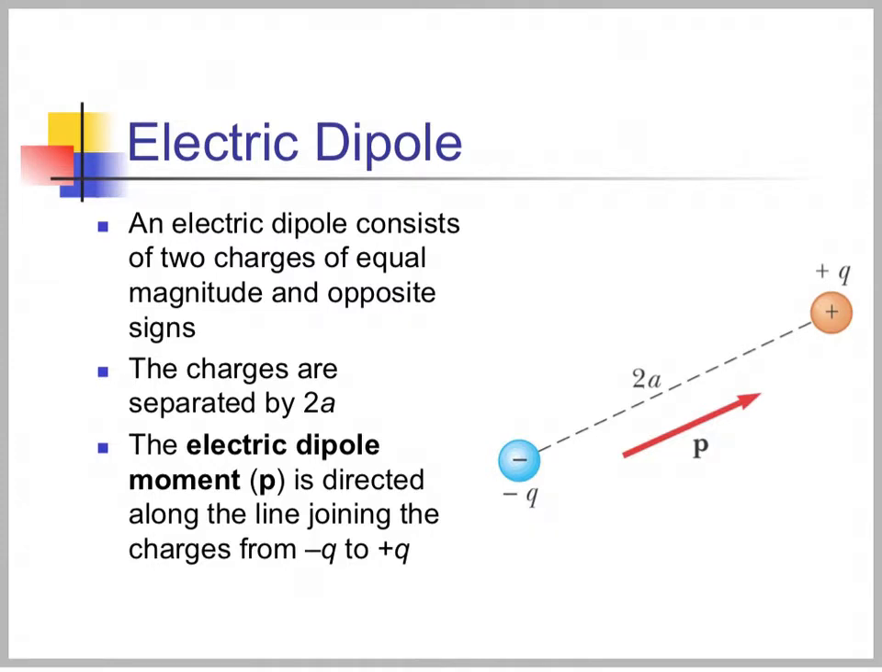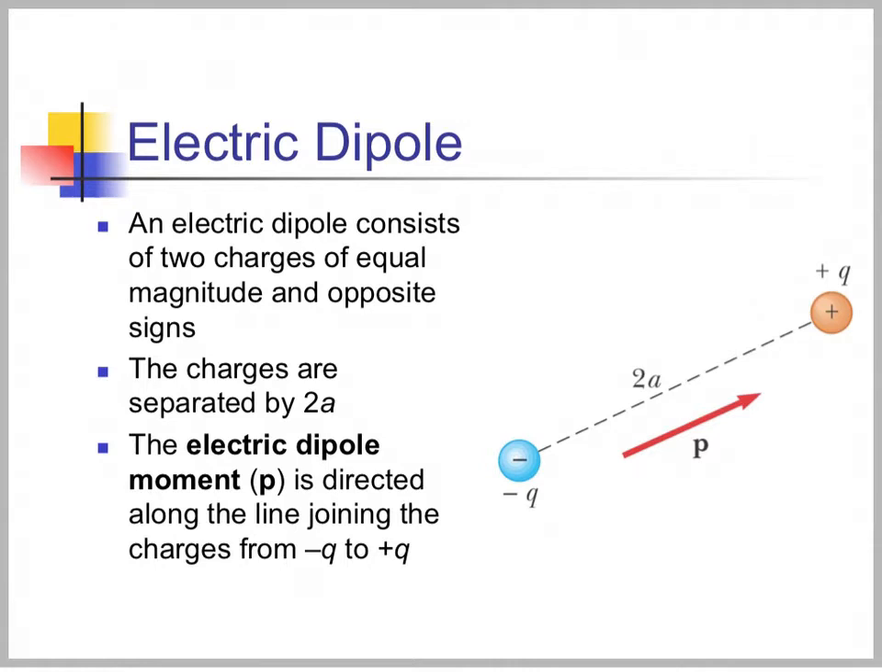Now the next thing I want to talk about is an electric dipole. We mentioned electric dipole before. Remember, it is two charges of equal magnitude and opposite signs. And the separation distance between them we'll say is 2a.